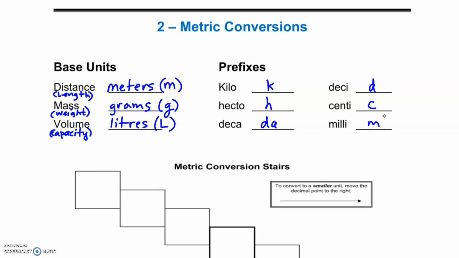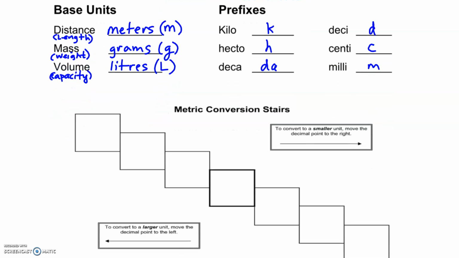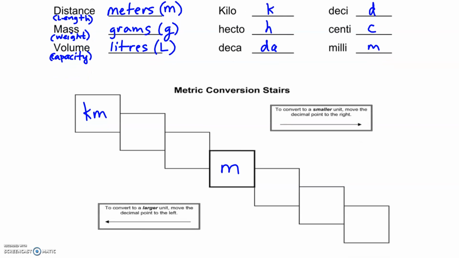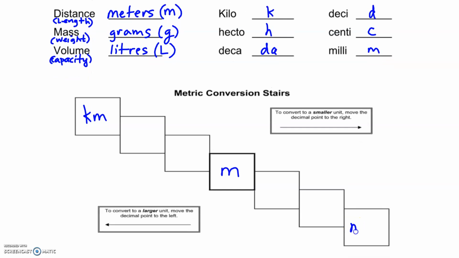So we're going to use these prefixes and put them into this staircase. The base units always start in the middle. I'm going to do distance first, and we're going to put meters in the middle. The largest unit of distance that we're going to do is kilometers, and that goes right at the top of the staircase. The smallest unit of measure is millimeters, so we're going to put that right at the bottom. So it's two lowercase m's.